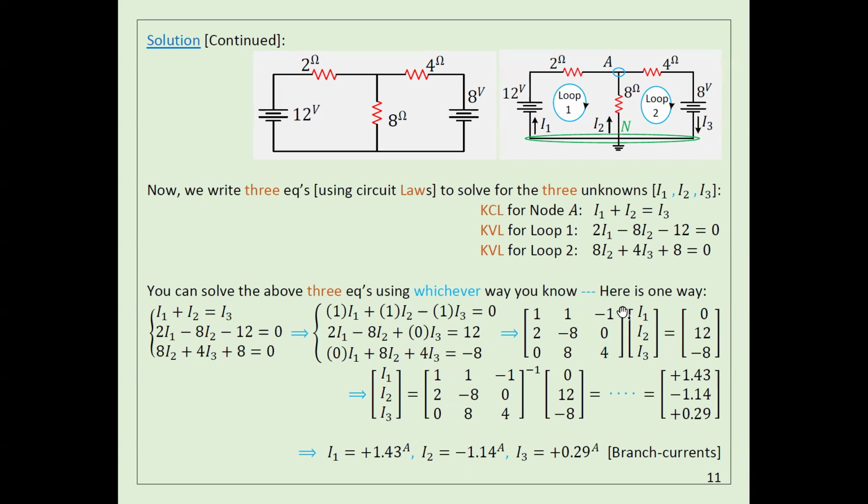Then I'm going to make a matrix that has the coefficients of I1, I2, I3 multiplied by I1, I2, I3, and this is the result. In order to get I1, I2, I3, I need to calculate the inverse of this matrix, and then multiply it by this matrix, and this is the result I will get. Once you get this result, I1 is equal to the first number, I2 is equal to the second one, and I3 should equal the third one. Okay?